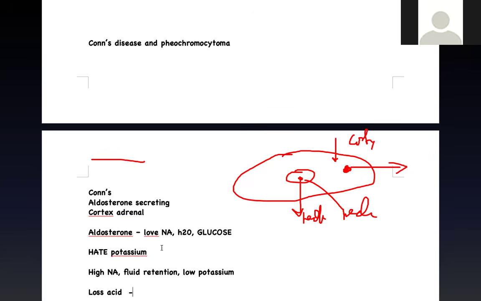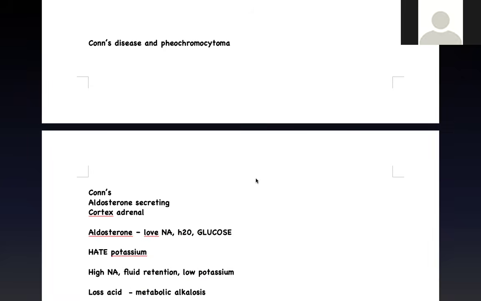And when you lose acid, you become what? Metabolic alkalosis. So these are findings related to what? Conn's disease. So you have to know high sodium, high water, low potassium, fluid retention, and what? Metabolic alkalosis. These are signs and symptoms related to this problem.